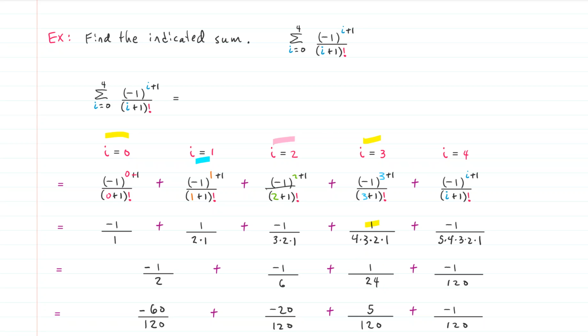How about when i equals 4? Again, I'm just going to replace the i with 4 and keep plugging along. So I have negative 1 to the fifth power, which is negative 1 because we're raising it to an odd power. And then I have 5 factorial in the bottom, which is 5 times 4 times 3 times 2 times 1, or 120. So I get negative 1 over 120 here.